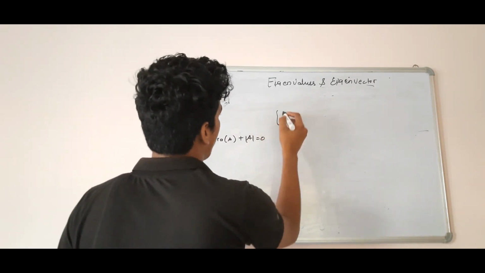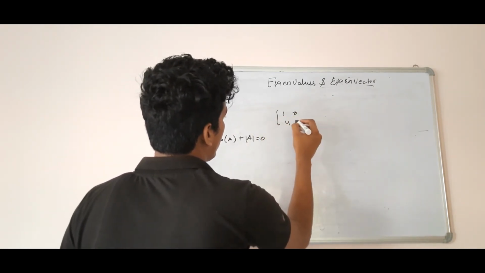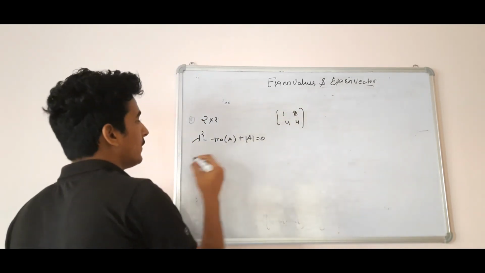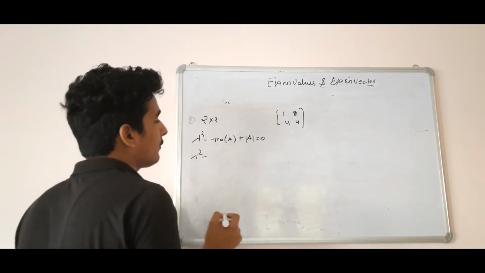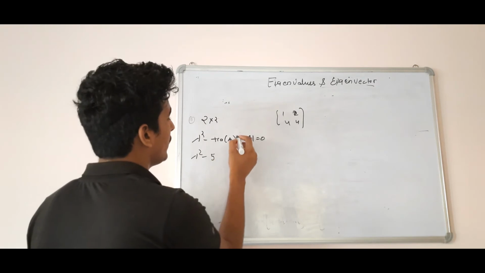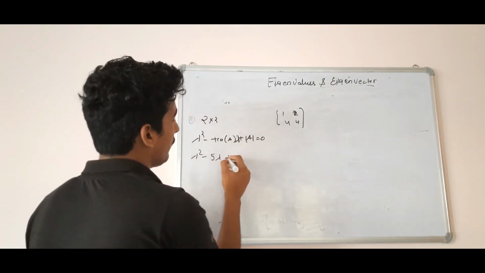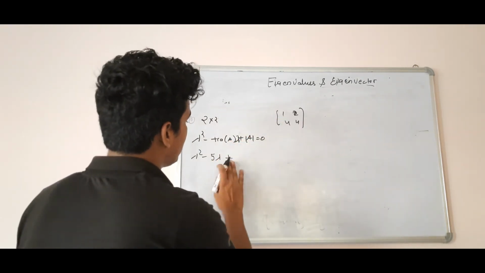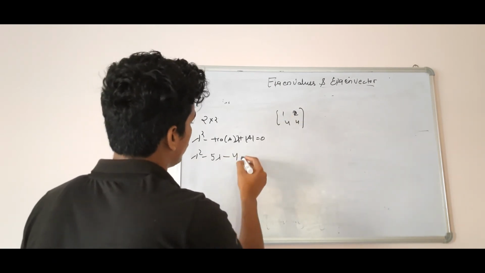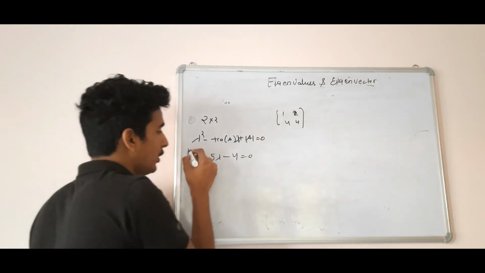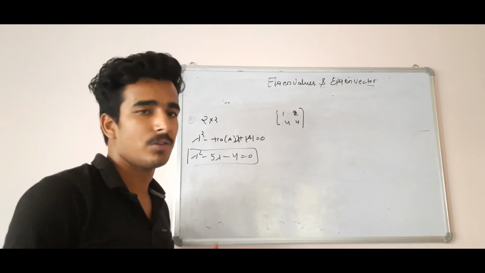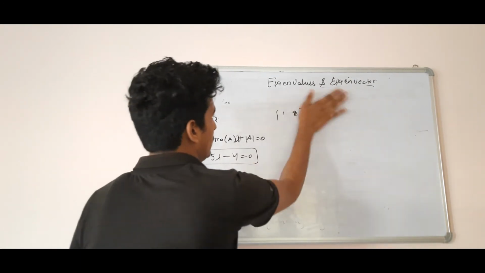Let's suppose, take the example with matrix 1 0 4, 1 0 4. What should be the polynomial equation for that? The trace of this matrix is 4 plus 1, so 5 lambda. What is the determinant? 4 minus 8, sorry, minus 4. So this is my polynomial equation. If you solve this equation, you will get the values of the eigenvalues. This equation has 2 solutions.